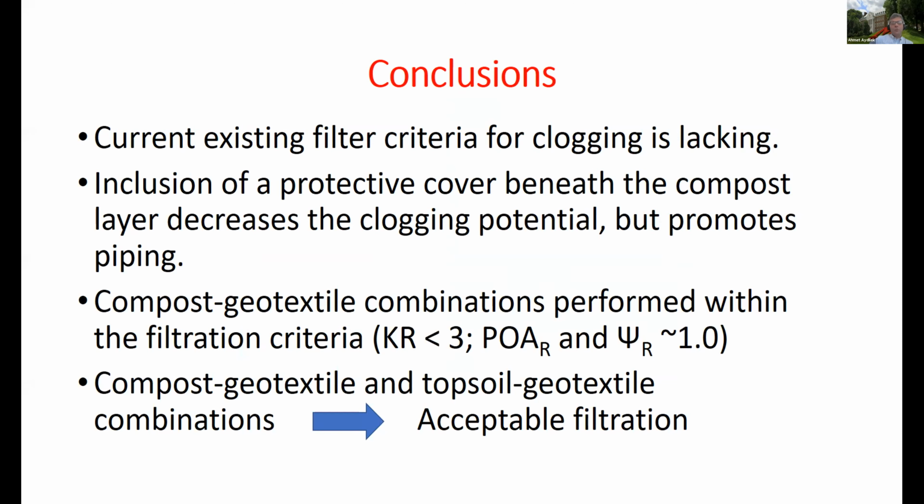Compost geotextile combinations performed well. They were within the filtration criteria. Permeability ratios were less than 1. Percent open area ratio, POA, is basically the ratio of the percent open area of the woven geotextile before and after the test. And permittivity ratio, psi-R, is the comparison of the permittivity of the textile before and after the test. So they were in a very good range, around 1. That indicates that the flow performance of the textile was not affected significantly upon filtration. Compost geotextile and topsoil geotextile combinations in general gave acceptable filtration.